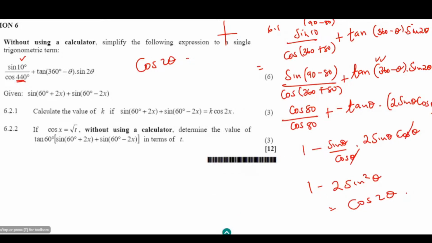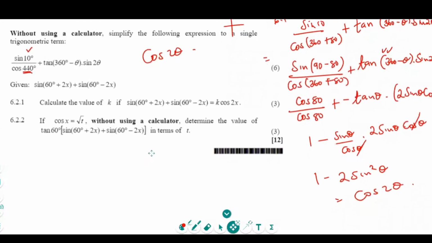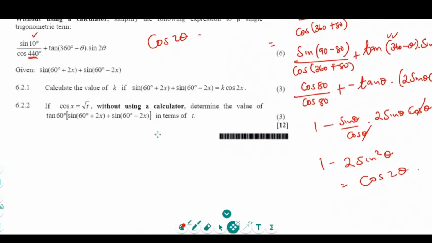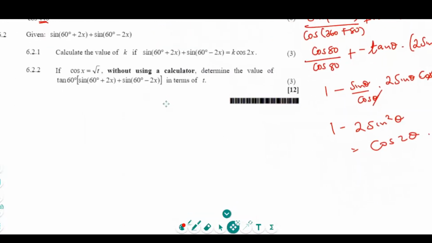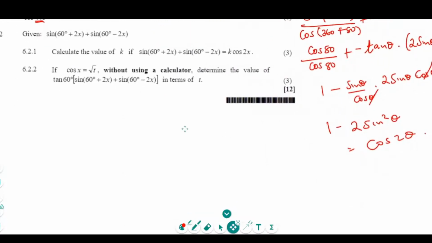Then 6.1, I'm sorry, my handwriting is not the best. Yeah, I apologize in advance. No? 6.2, I'll try, guys.